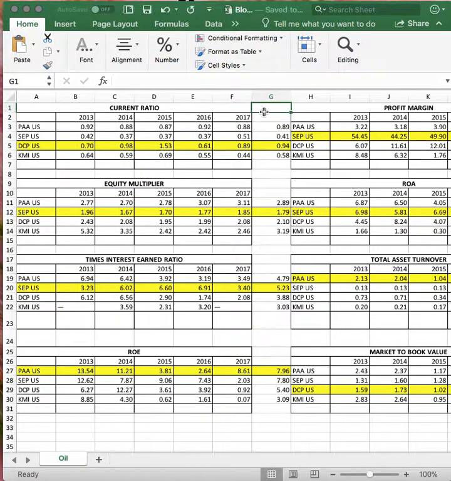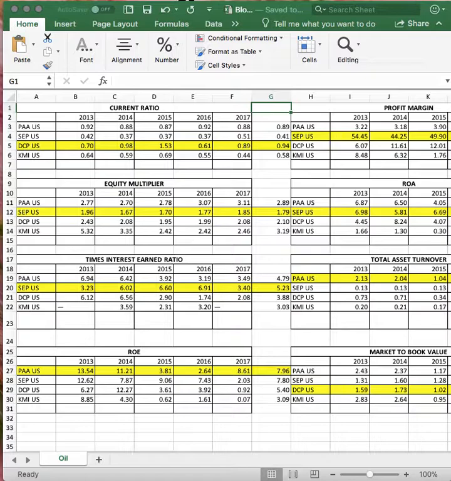We had to do a ratio analysis based on a specific industry and decide which company would be the best to invest in. I decided to do the oil and gas industry, with my companies being Plains All American Pipeline, Spectra Energy Partners, DCP Midstream, and Kinder Morgan Inc.